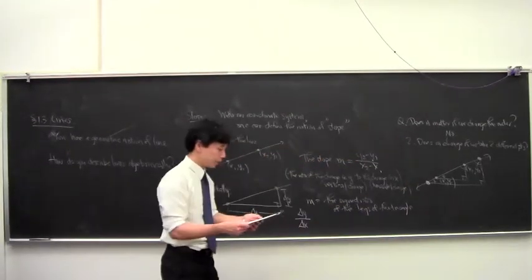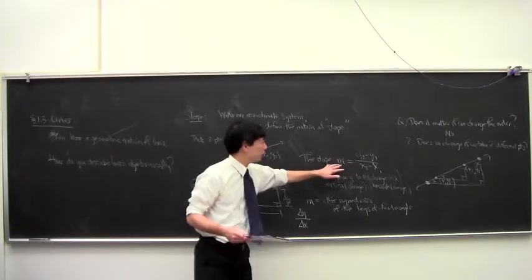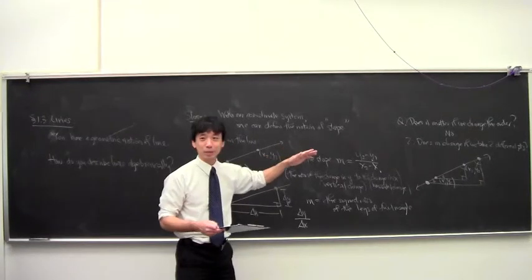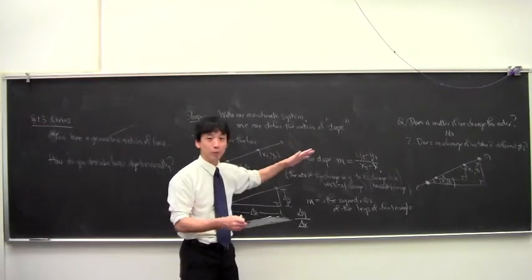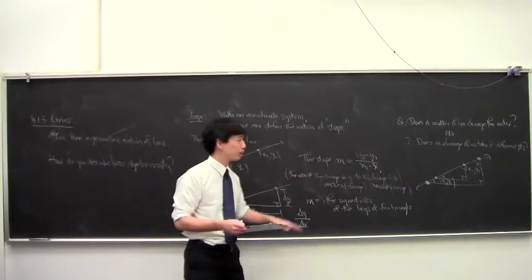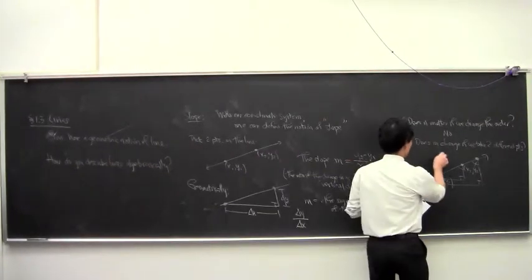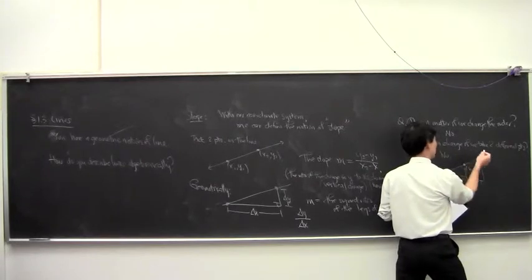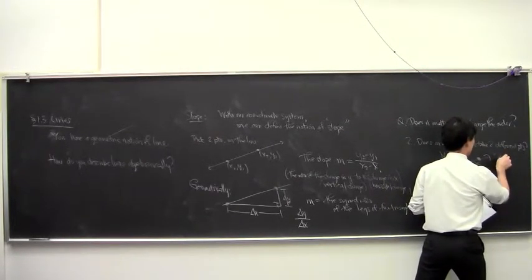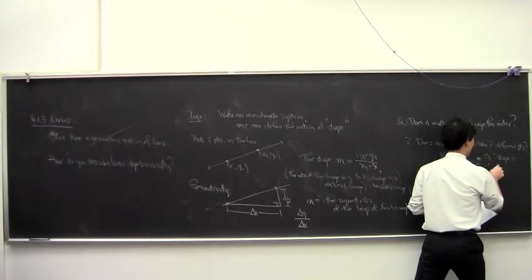So yeah, the slope really is well defined. It's not like if we change the points, we get a different slope. No matter what pair of points you choose, you're always going to get the same ratio. And the way one expresses this is to say slope is well defined.